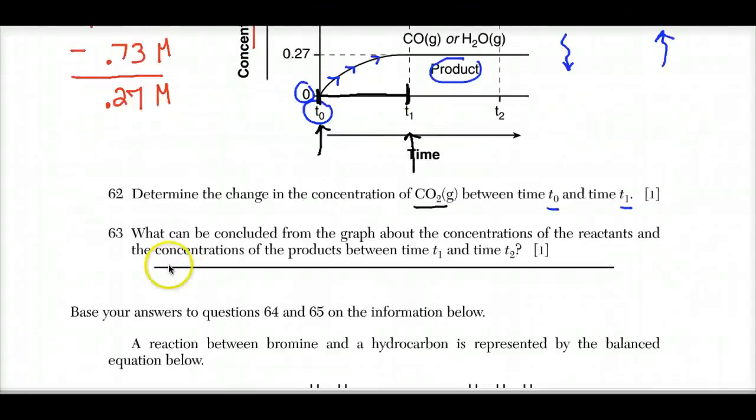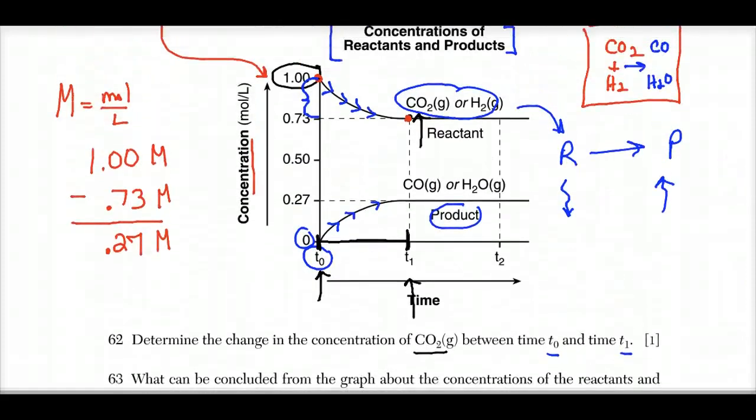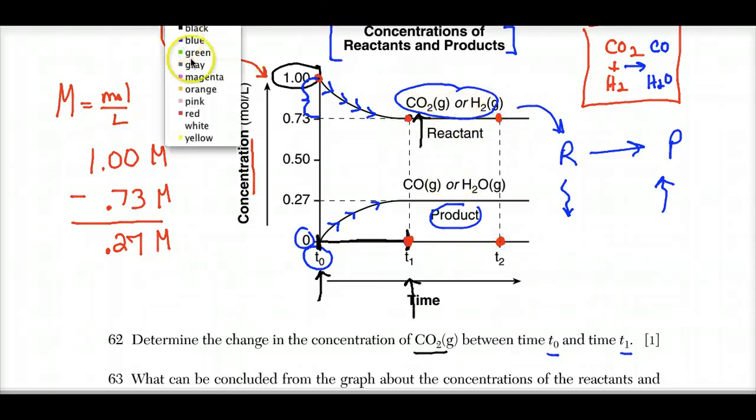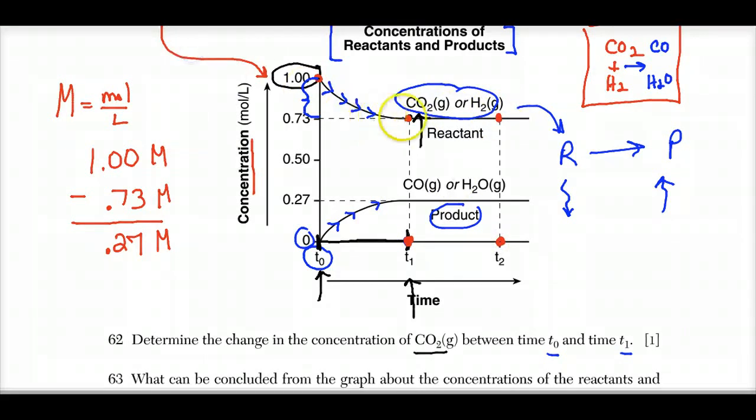Number 63. Number 63 asks, what can be concluded from the graph about the concentrations of the reactants and the concentrations of the products between time 1 and time 2? So, see, time 1 and time 2. So between these 2 points, what can be concluded? Let's change some color here. All right, let's go from this point to this point. So from these 2 points, what can be concluded?